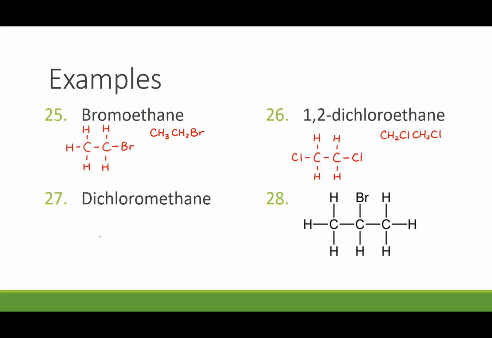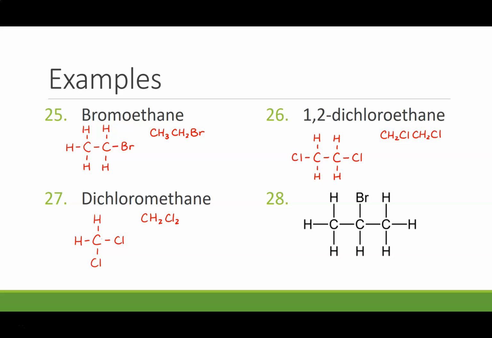In number 27, we're drawing dichloromethane. Methane only has 1 carbon. Now normally it would have 4 hydrogens, but since it is dichloro, 2 of the hydrogens are replaced by 2 chlorines. The condensed structural formula would be CH2Cl2.